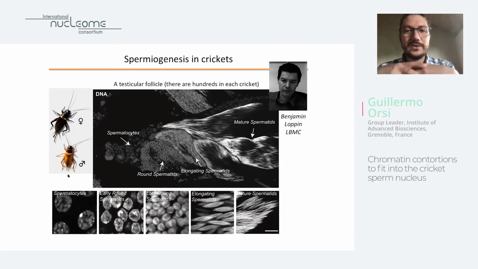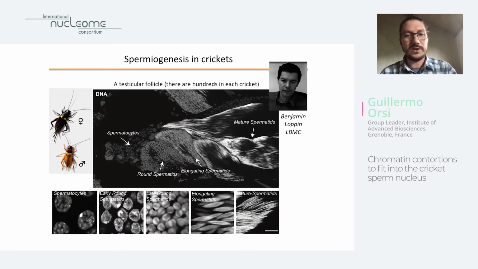We like crickets as a model for spermiogenesis because the testicles in crickets are huge. It's almost 15 or 20% of the adult body mass in some instances. In each of these testicles, you have hundreds of these follicles that you can see here. This is just DNA staining of a testicular follicle. And here you can see the progression from early cells, spermatocytes, moving on to differentiation.